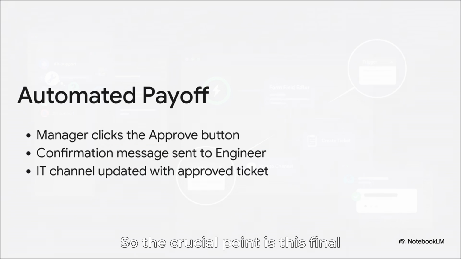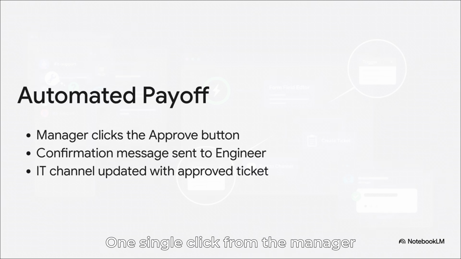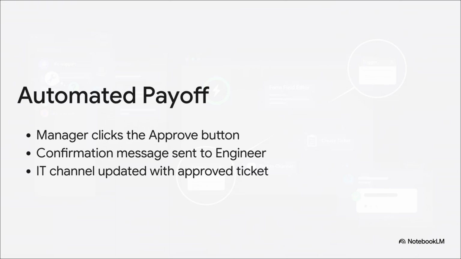So the crucial point is this final automated payoff. The manager reviews the justification right there in their DM and clicks that Approve Continuation button. Instantly, a confirmation message routes right back to the engineer, letting them know they're good to go. Simultaneously, the IT fulfillment channel gets updated with the approved ticket, complete with all the context, so the IT team can grant access immediately. One single click from the manager updated everybody and moved the work forward, completely automatically.